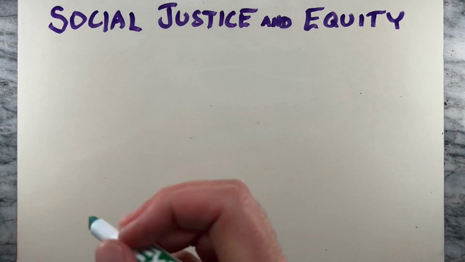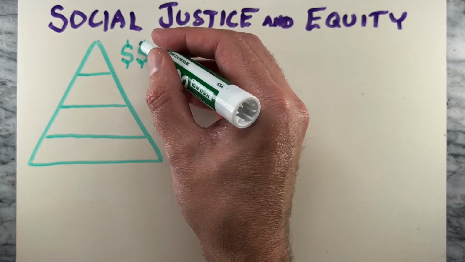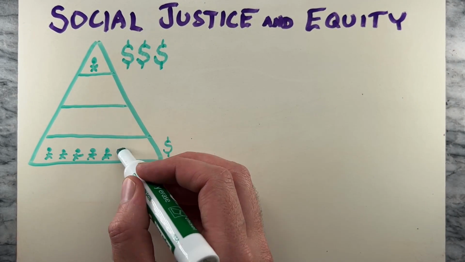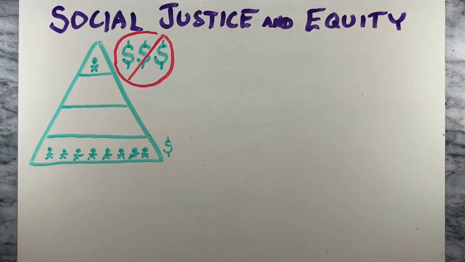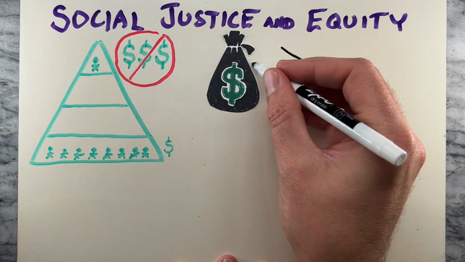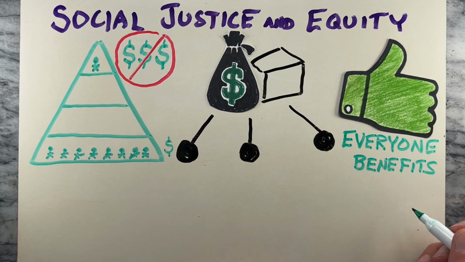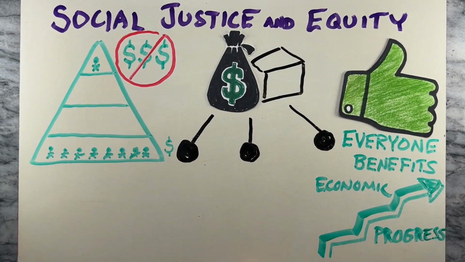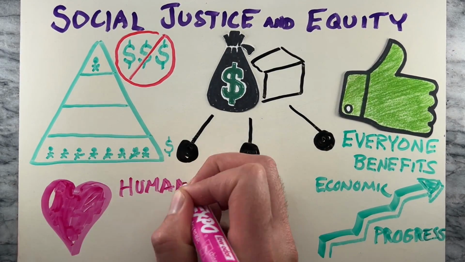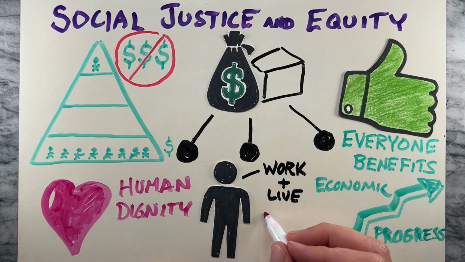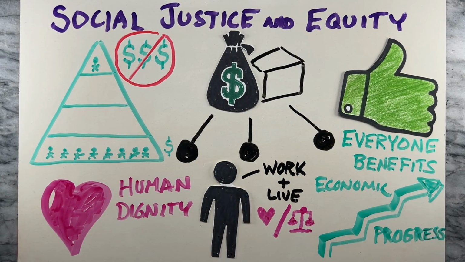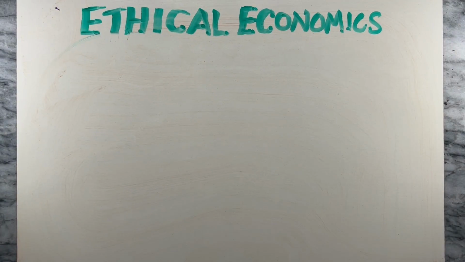The fifth principle is social justice and equity. Distributism seeks to address economic inequality by ensuring that wealth is not concentrated among a small elite. It aims for a fair distribution of resources and opportunities, allowing everyone to benefit from economic progress. The theory also emphasizes the importance of human dignity and the right of individuals to work and live with respect and fairness.